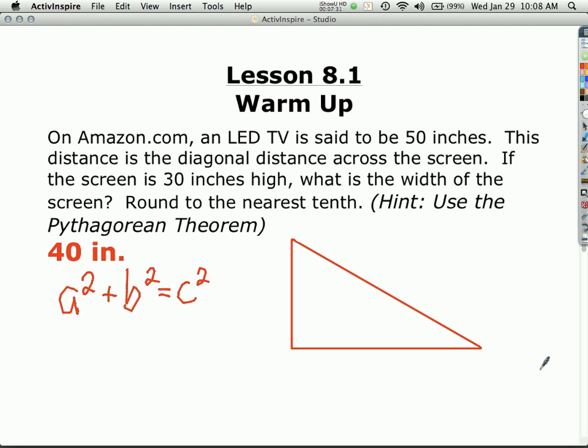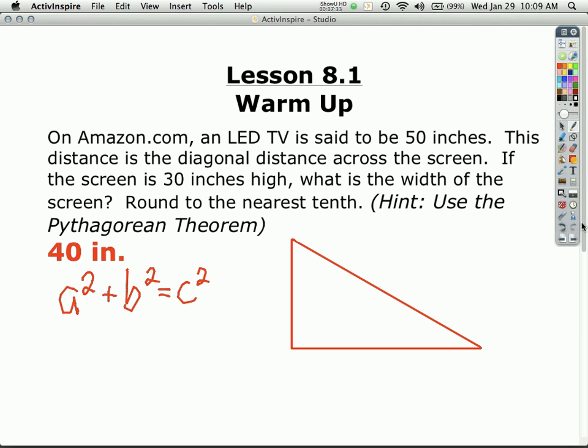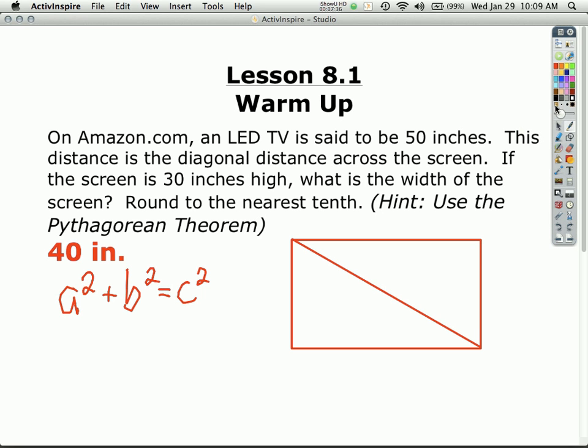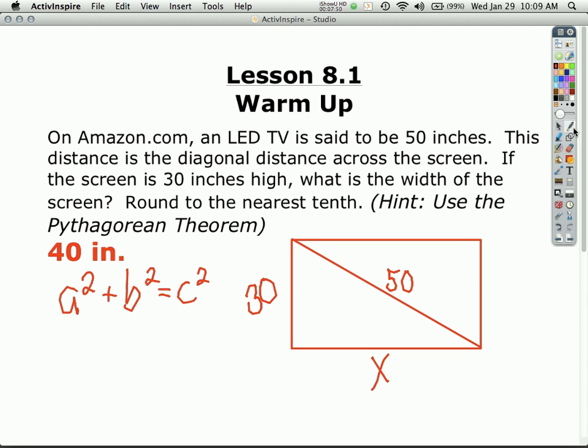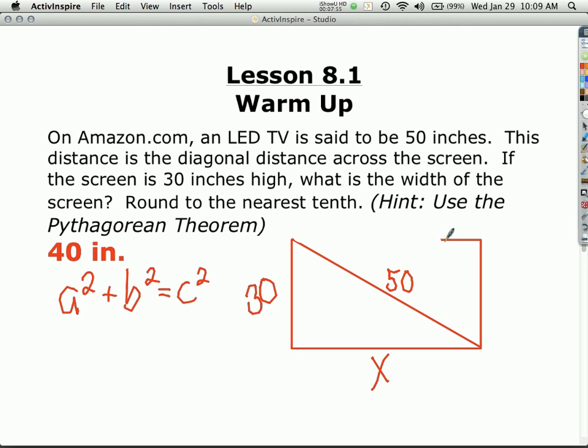For those of you who can't see it, what if I change the picture to this? Might help. Let me back up. This is what it was. Let's put in the rest of the information. The screen is 30 inches high. The diagonal distance is 50. What is this? Still looks a little confusing, but again, if I now white out this right here, you can clearly see that this is a right triangle with one piece of information missing. Any questions so far?